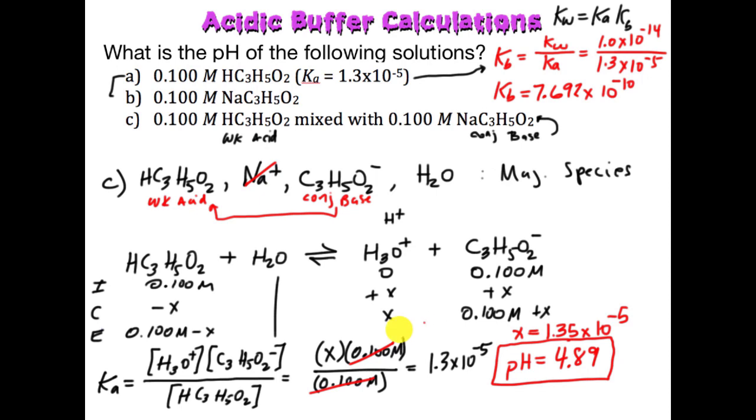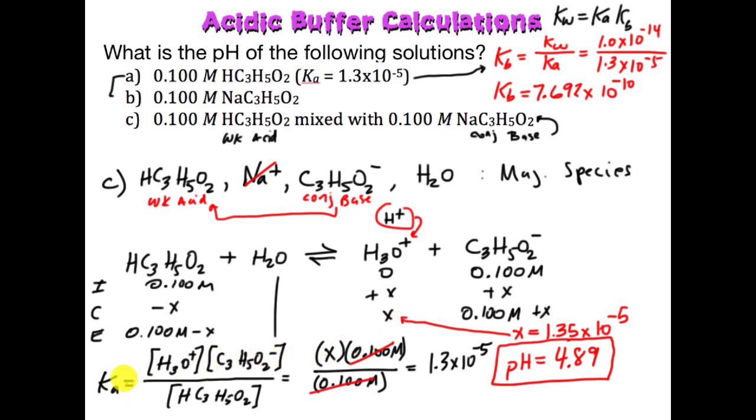Okay, so I completed everything. I plugged everything into the ice table, and then I just plugged everything into my Ka expression and then simplified where these two dropped out. And what happens here is the x actually becomes equal to my Ka, which is equal to a pH of 4.89. Okay, so don't forget that your hydrogen concentration is equal to x because these two are really the same thing.